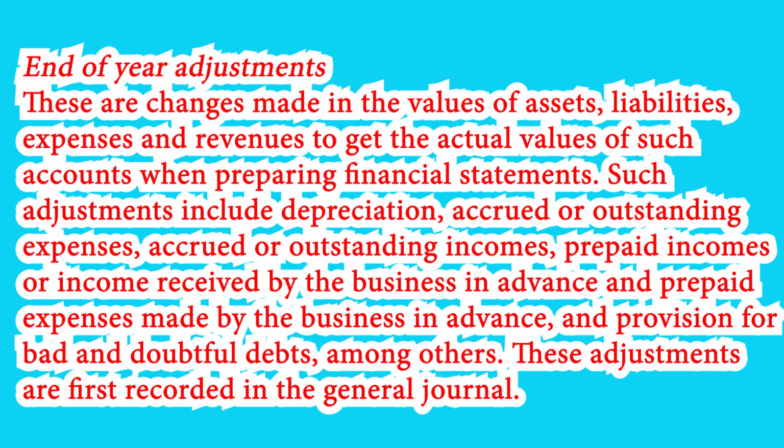These are changes made in the values of assets, liabilities, expenses and revenues to get the actual value of such amounts when preparing financial statements. Such adjustments include depreciation, accrued or outstanding expenses, accrued or outstanding incomes, prepaid incomes or income received by the business in advance, prepaid expenses made by the business in advance, and provision for bad and doubtful debts, among others. These adjustments are first recorded in the general journal.